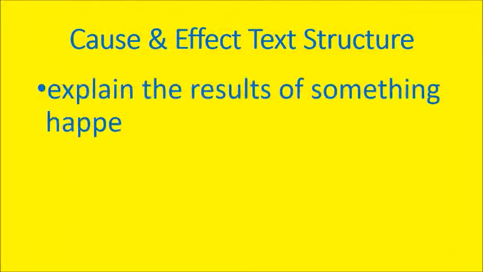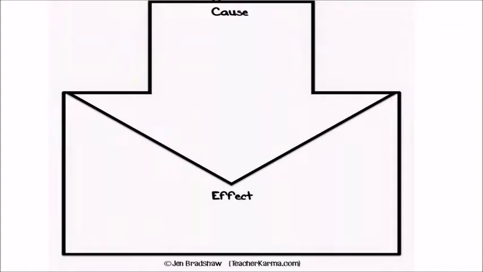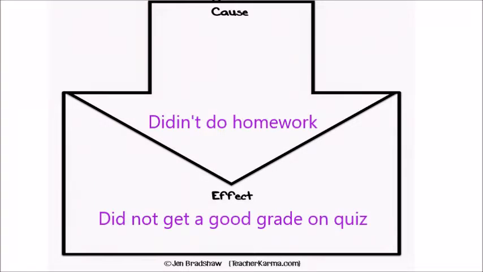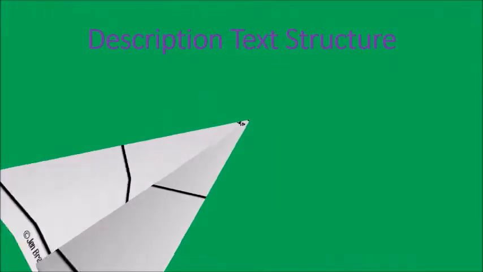Then let's talk about cause and effect text structure. Pretty much you just explain the results of something happening. So in the big arrow at the top, you might say the cause is that you did not do any homework. The effect of that is going to be that you didn't get a very good grade.